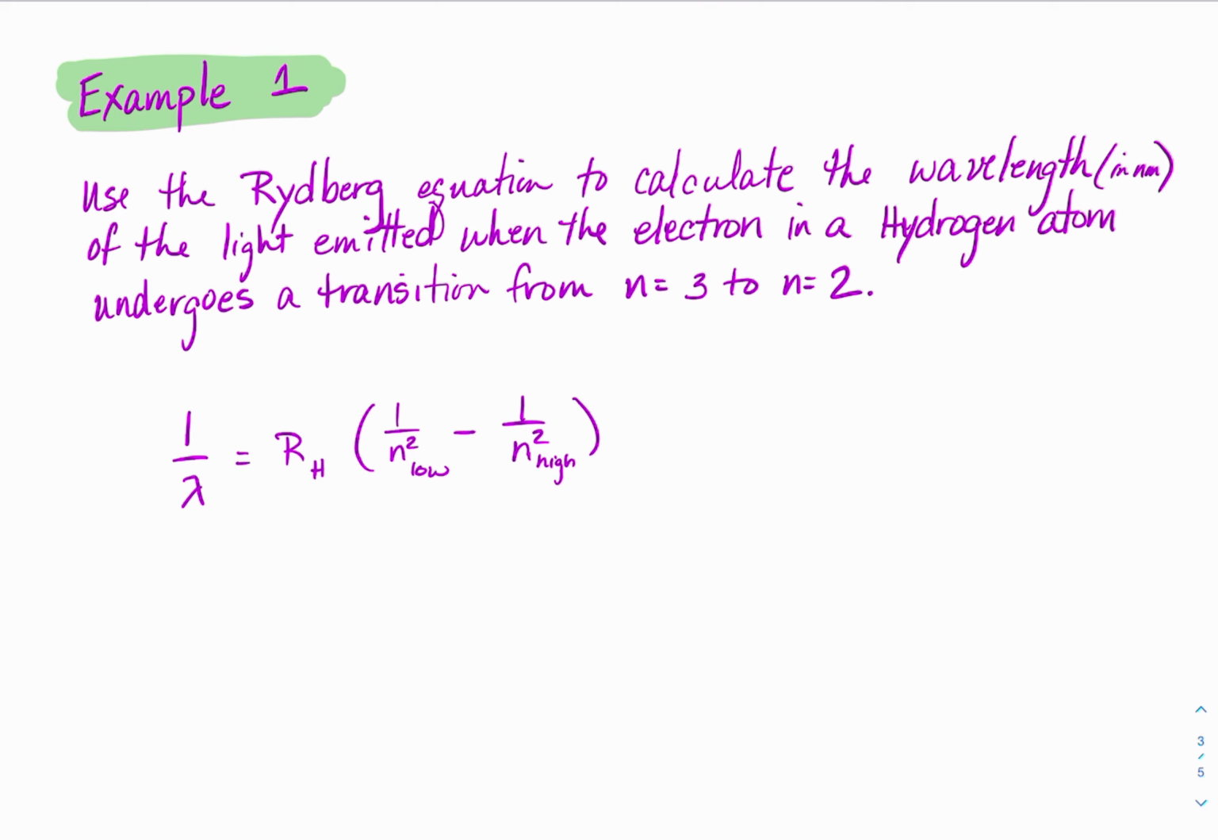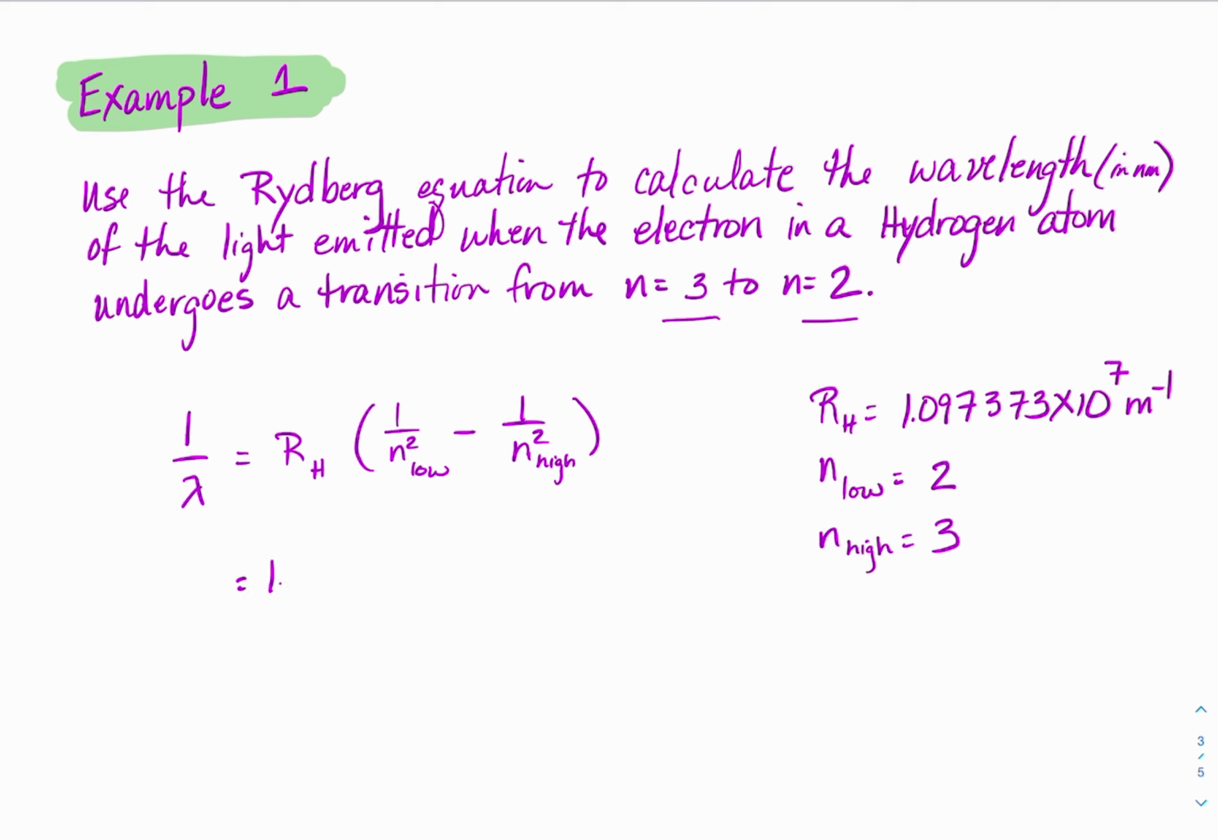Okay, so let's figure out what all of our variables are. Obviously, we're solving for lambda, so we don't have that value, but R_H we know is a constant, and our constant for that is 1.097373 times 10 to the 7th per meters. Our n low is going to be the lowest out of the two n values, so this will be 2. Our n high will be the highest, so that will be 3. So now we just plug everything in and solve for wavelength.